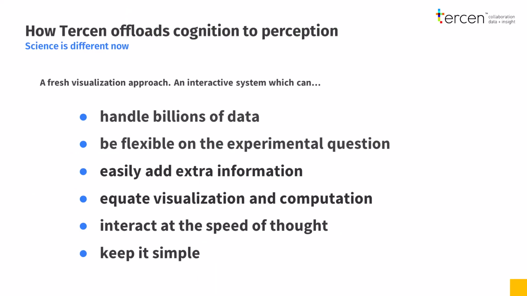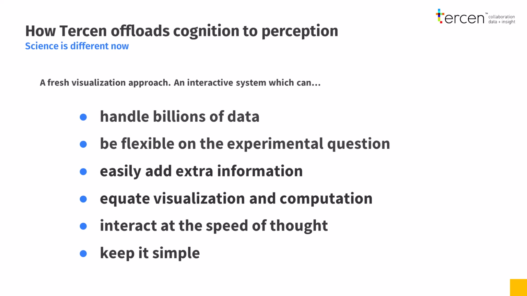So Tercen aimed to do all this after discussing it with them, and Tercen had to innovate. And one of the things that we innovated was this interactive system. The system had to allow immunologists or researchers to see their data, because if they see their data, they understand their data. And this is what we call offloading cognition to perception.